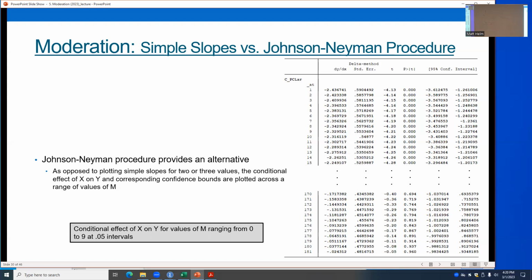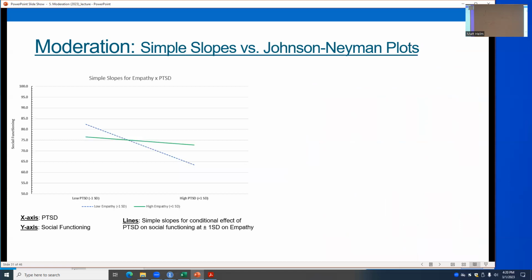So this is just part of the output. This is close to 1,000 values there. Looking at that simple slope as it changes incrementally at 0.05 intervals of my moderator, ranging across the whole value of my scale. Okay. So here, this is from Layla's dissertation, or excuse me, her thesis.